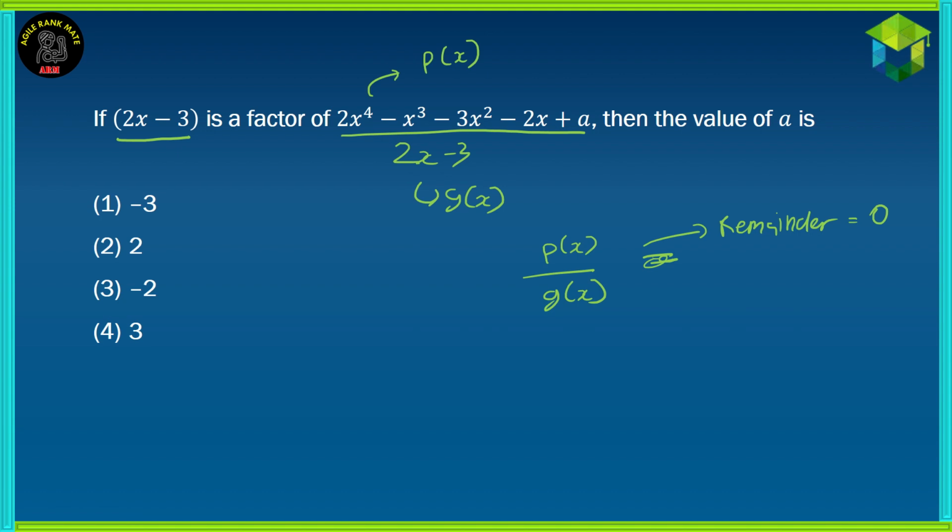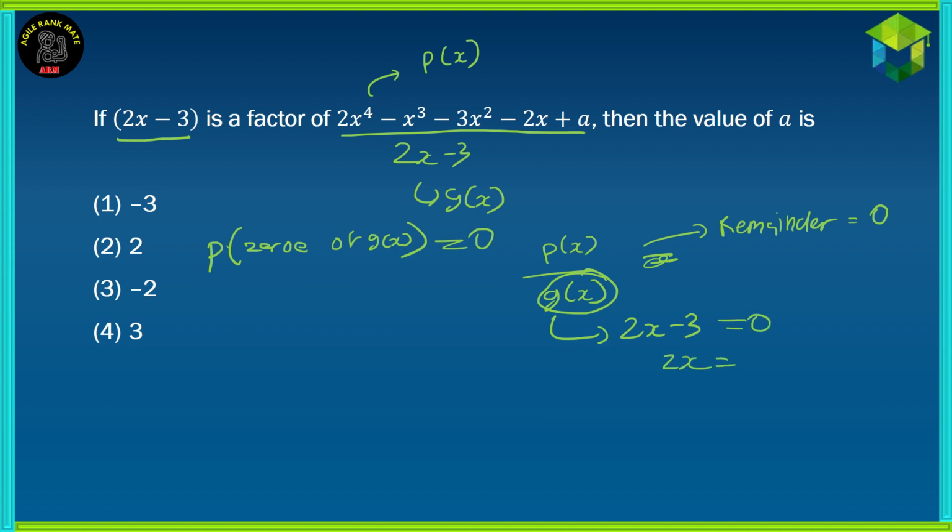Now, according to the factor theorem, if the remainder is 0, then if we take the 0 of g of x, and replace x in p of x with the 0 we got, then this whole thing would be equal to 0. So for g of x, let's find it out. 2x minus 3. To find its 0, we have to equate this whole thing to 0. Then we get 2x is equal to 3 and x is equal to 3 by 2. So x is equal to 3 by 2 is the only 0 of g of x.